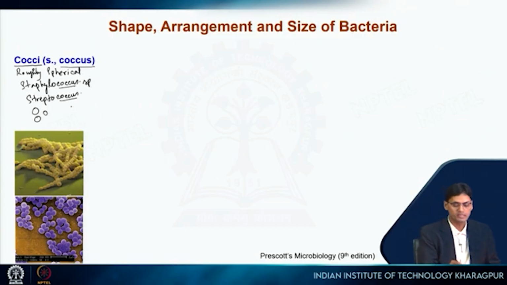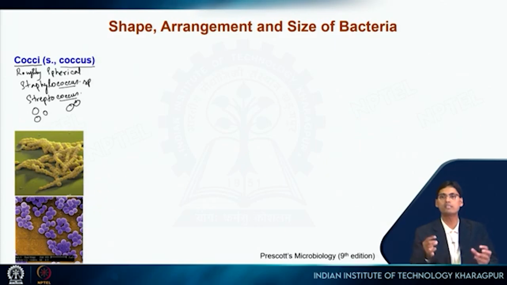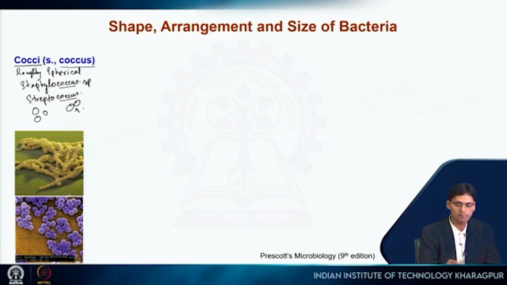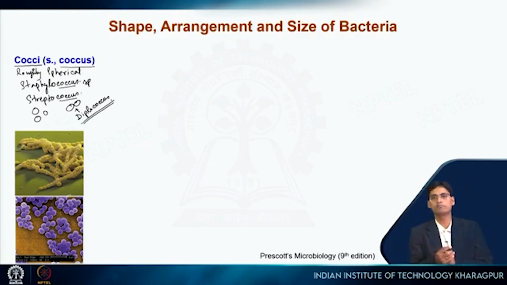For example, some coccus can be paired like in this way, 2 coccus together. During division, somehow they are staying together. So this is an example of bacteria I can say here, Diplococcus. So this is 2 coccus staying together, Diplococcus.